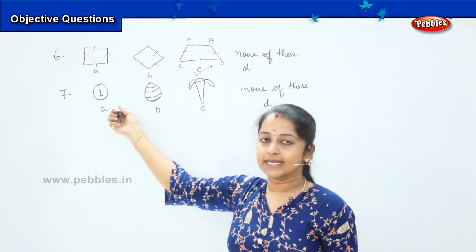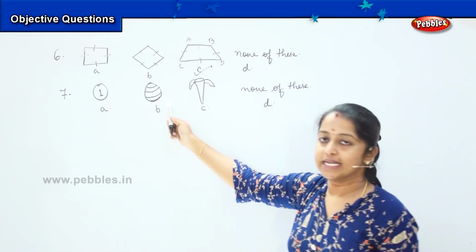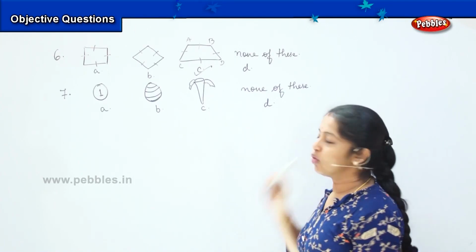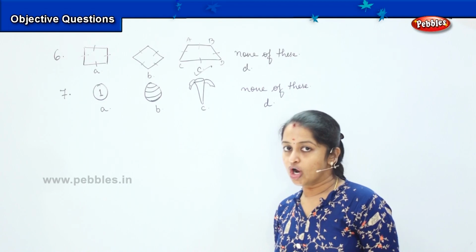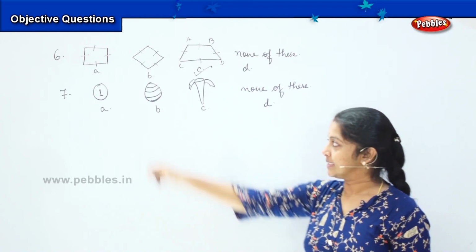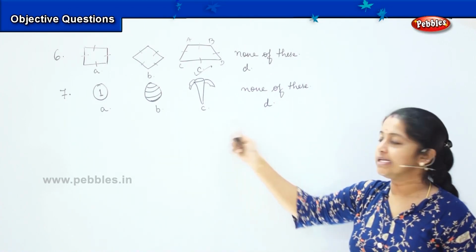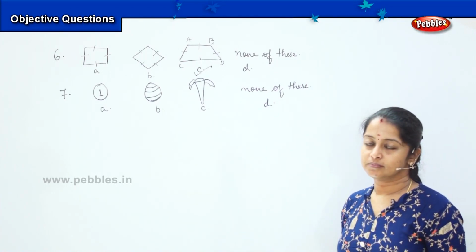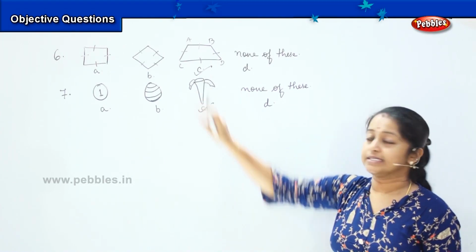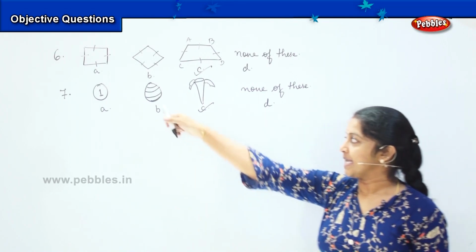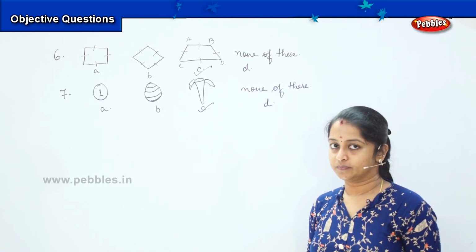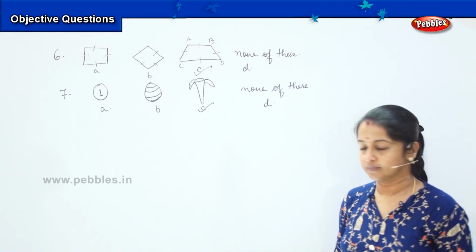The first one is a coin, the second is a ball, the third is a carrot, and the fourth is none of these. So, your question is, which among these is not a circle? Is it A, B, C or D? Yes, you are correct. Your right option is C, because it is the shape of a cone, whereas A and B satisfy the feature of being a circle. Shall we move on to the next one?